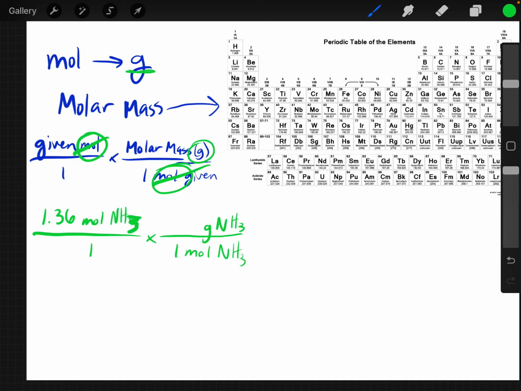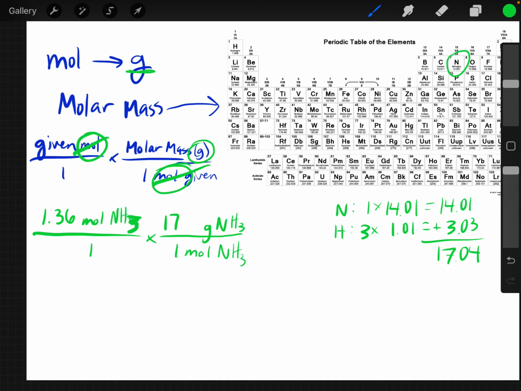So I'm going to use my handy-dandy periodic table that I will always have access to on a big test like this. And I'm going to say, okay, nitrogen, there's 1 of them, and 1 nitrogen has 14.01 grams per mole. So that's 14.01. And I have 3 hydrogens, and each hydrogen has 1.01 grams per mole, which is really 3.03. I'm going to add those two together. That becomes 17.04. So I'm going to say 17.04 grams per 1 mole of ammonia.